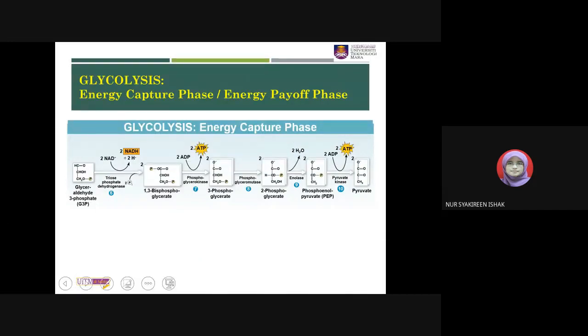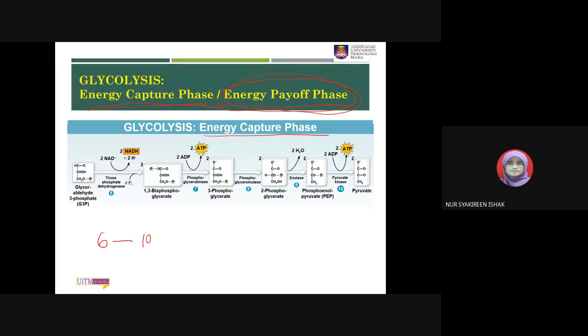So the next phase of glycolysis adalah energy capture phase or energy payoff phase. Dia bergantung pada buku. Kalau buku rujukan awak adalah Solomon kan yang kena beli hari tu, dia akan guna istilah capture phase. Tapi kalau ada siapa-siapa yang buku senior, buku Campbell, dia guna istilah payoff phase. So mana-mana pun okey, benda yang sama. Okay, so kalau awak tengok kat sini, the second phase, energy capture phase, adalah reaction yang ke-6 sampai yang ke-10.